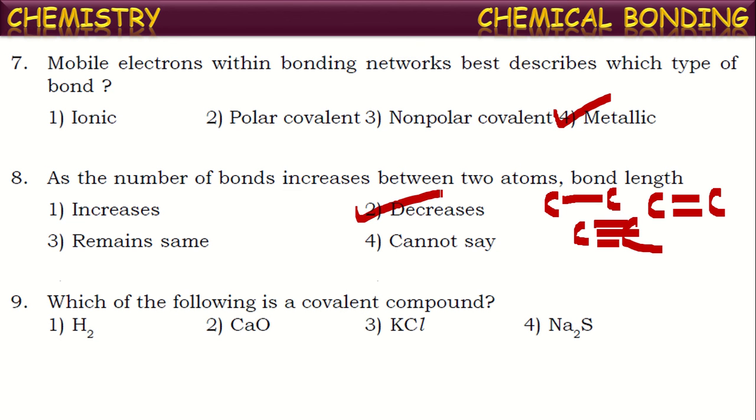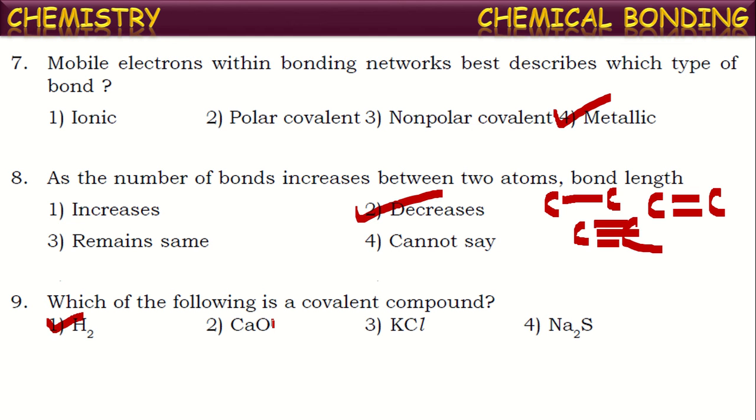Okay, next. Which of the following is a covalent compound? See, which of these represents a covalent compound? See the first one, the H2 molecule, which is formed between two non-metallic atoms. Generally, the bond formed between non-metals will be covalent. So H2 is a covalent compound.